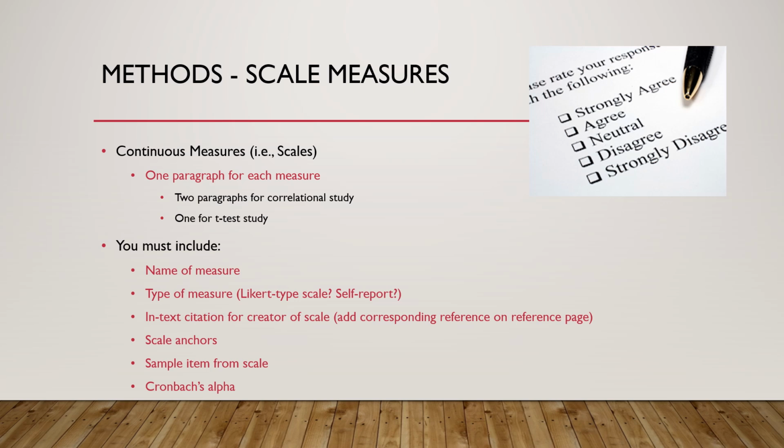When describing a scale measure, you need to include the name of the measure, what type it is. For us, we're going to be using all Likert type scales, no open-ended or anything like that, but this is where you would describe that. You should also have a citation for who created the scale, and then make sure you have that reference on your reference page. You can find the reference information in the document on Canvas that describes each of the scales. You're also going to want the scale anchors, a sample item, and the Cronbach's alpha. So you can get all of those, again, from the documents that are available on Canvas.